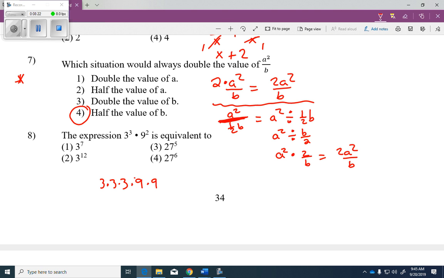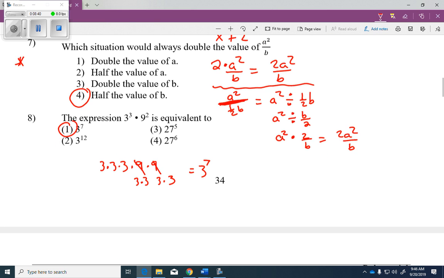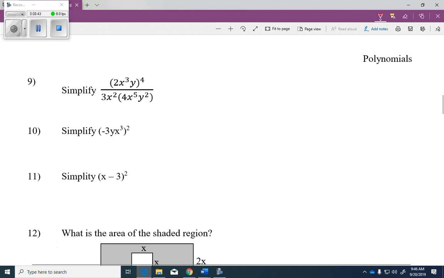So actually I'm going to change this 9 into a 3 times 3 and change this 9 into a 3 times 3. So now I could see that it's equivalent to 3 to the 1, 2, 3, 4, 5, 6, 7th power. Choice 1. Number 9. So when parentheses are to the 4th power, I like to write out my parentheses 4 times. I don't take shortcuts because sometimes we make silly mistakes when we do.